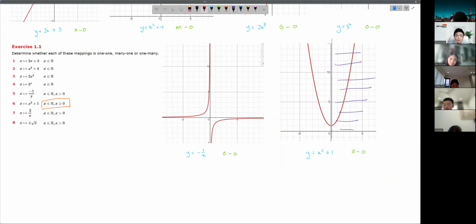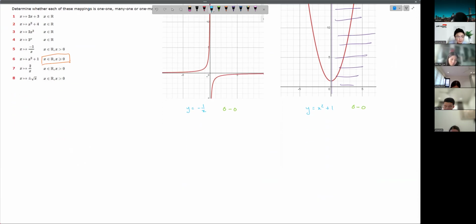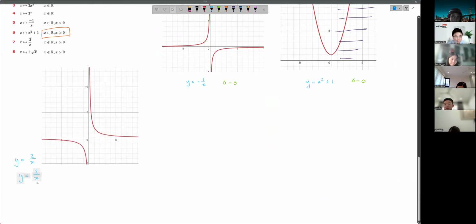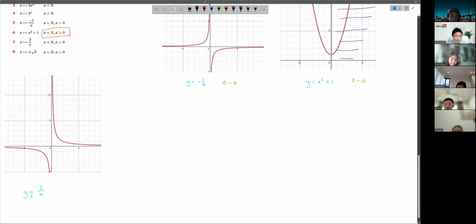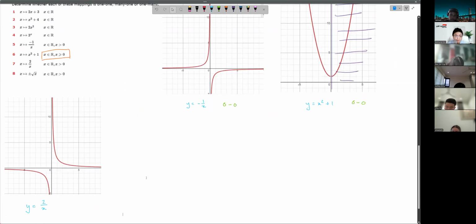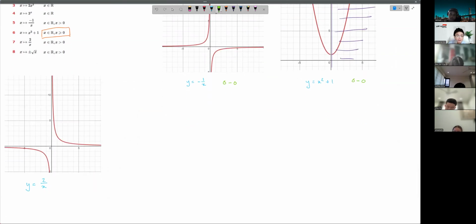Okay. So question 7 is y equals to 2 over x. All right. So y is 2 over x. Yeah. This is how it looks like. Y is 2 over x. So similar to question 5, this one will be 1 to 1.